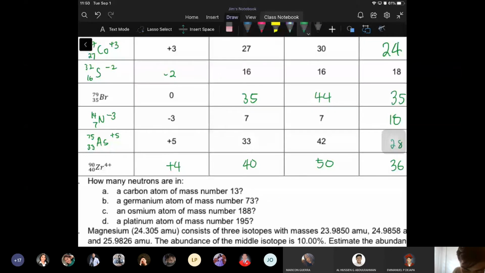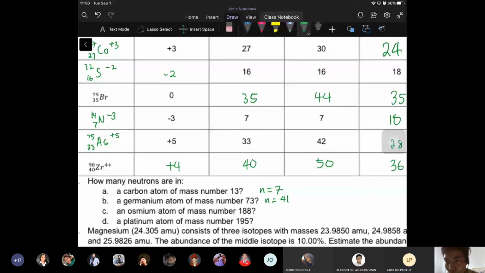So, lagay ko lang dito. Neutron equals 7. How about letter B? Si Laris. Okay, so ilang neutrons meron dito, Laris? 41 po. 41 neutrons because po, atomic number po ng germanium is 32. And then you have to subtract 73 minus 32. Ayun, so 41. So thank you, Laris.